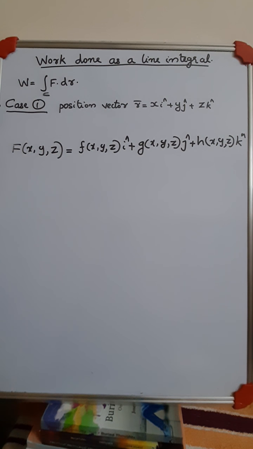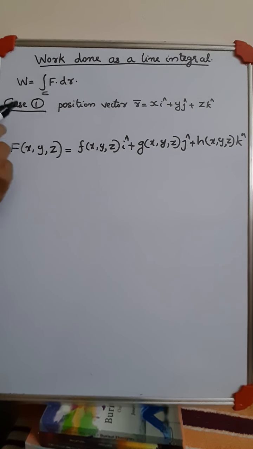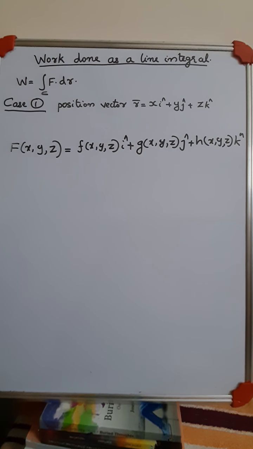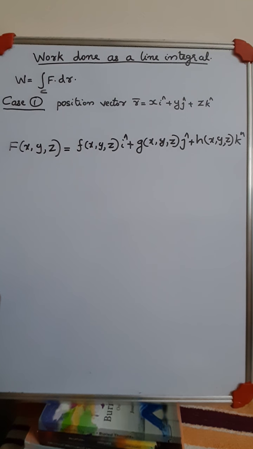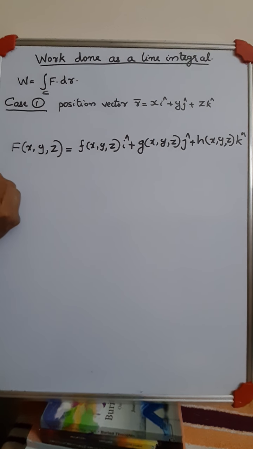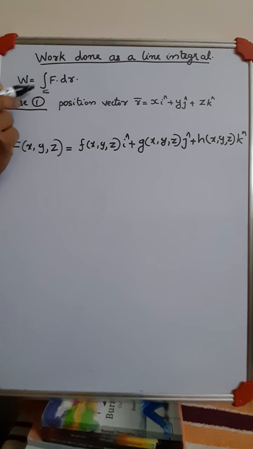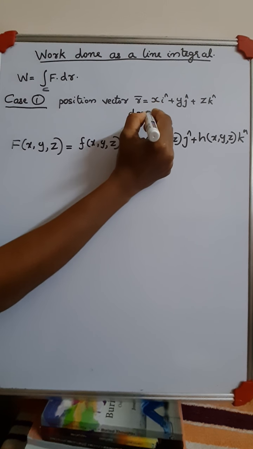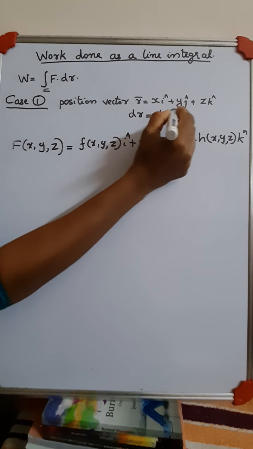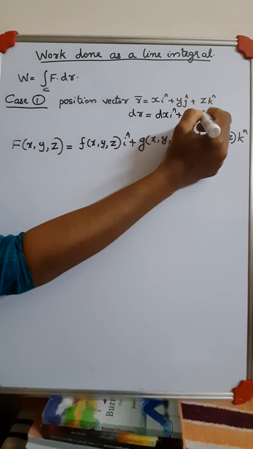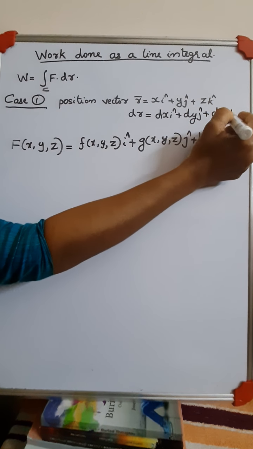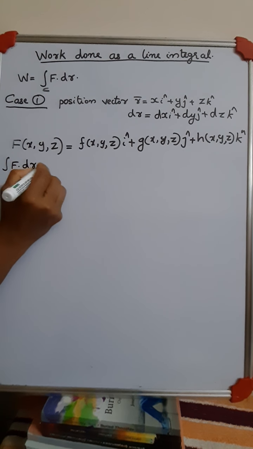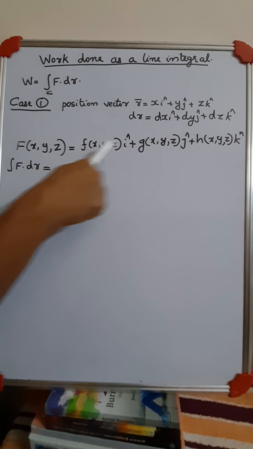Now, there are two formulae for calculating work done. First one, when the position vector r is given in the form x, y and z. r is equal to xi plus yj plus zk. Then what is the formula for work done? Integral over C F dot dr. Now we can easily find out what is dr. dr is equal to dx i plus dy j plus dz k.